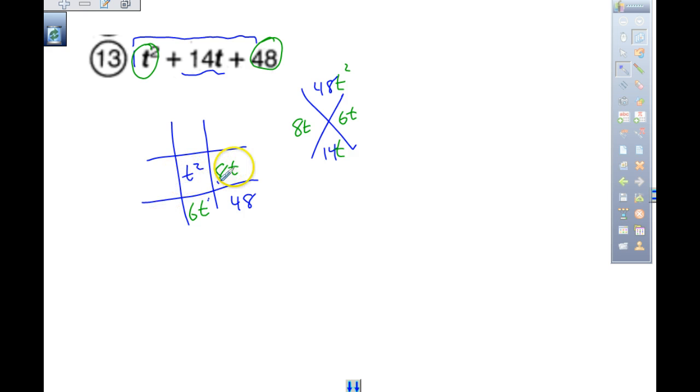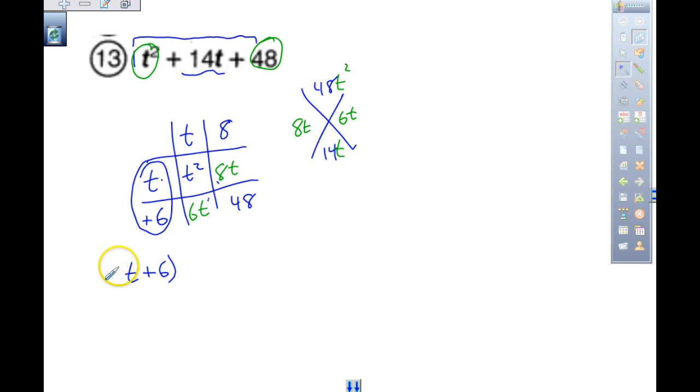What's the GCF of the first row? They both have a t. What's the GCF of the second row? 6 goes into both. Positive. What's the GCF of the column? First column, t once again, and then t times t is t squared. And what's the GCF of the last column? 8 goes into both. And of course, 8 times t is 8t. 8 times 6 is 48. So those are your two binomials.